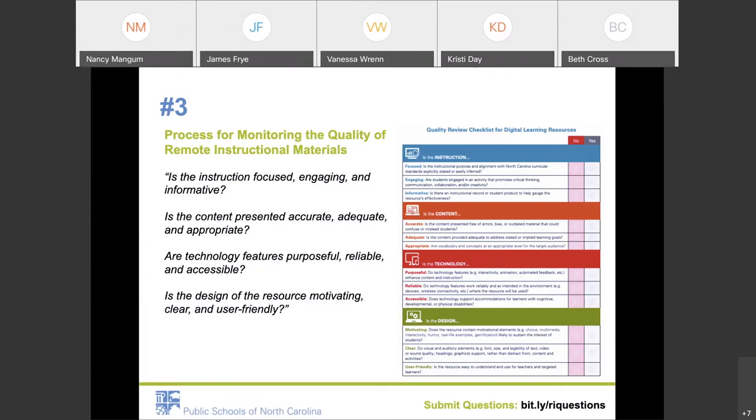Is the content accurate and adequate and age level appropriate? Is the technology purposeful and reliable? Is the design of the piece of technology motivating, clear, and user friendly? So really looking at what we are utilizing and how we are utilizing it, and is it actually effective? Or do we need to look for something else? What are our gaps? That is an important piece as you look at the bigger picture of your remote learning.